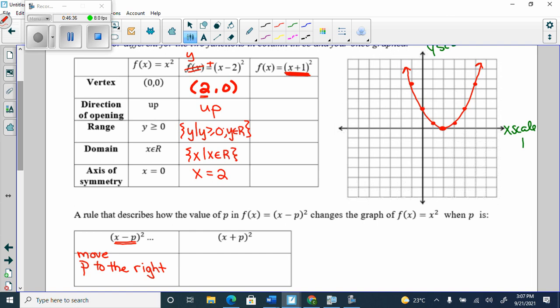Q is exactly what it is. If q is positive, I move up. If q is negative, I move down. But if p is negative, I actually move right. If p is positive, I move p to the left.